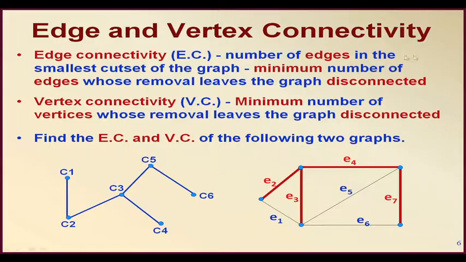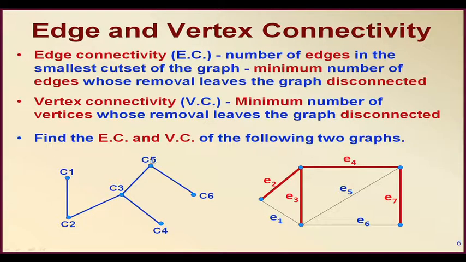So, here just look at the definitions. EC is the number of edges in the smallest cut set of the graph, minimum number of edges whose removal leaves the graph disconnected. Vertex connectivity, minimum number of vertices whose removal leaves the graph disconnected. All right. So, find the EC and VC of the following two graphs.